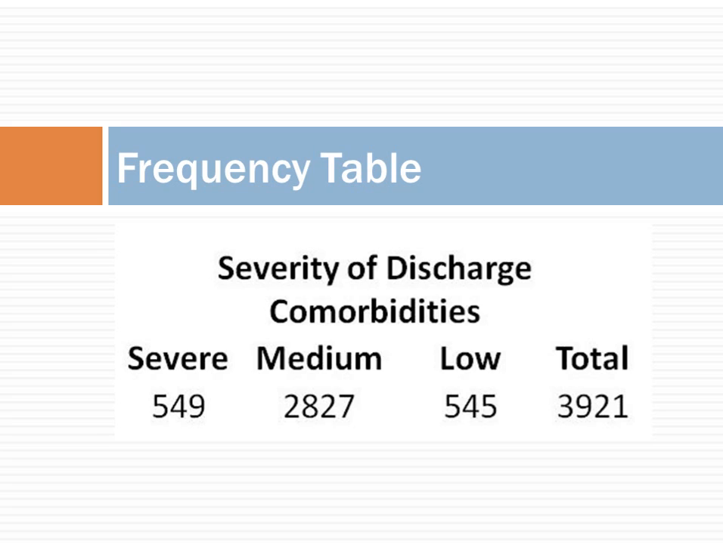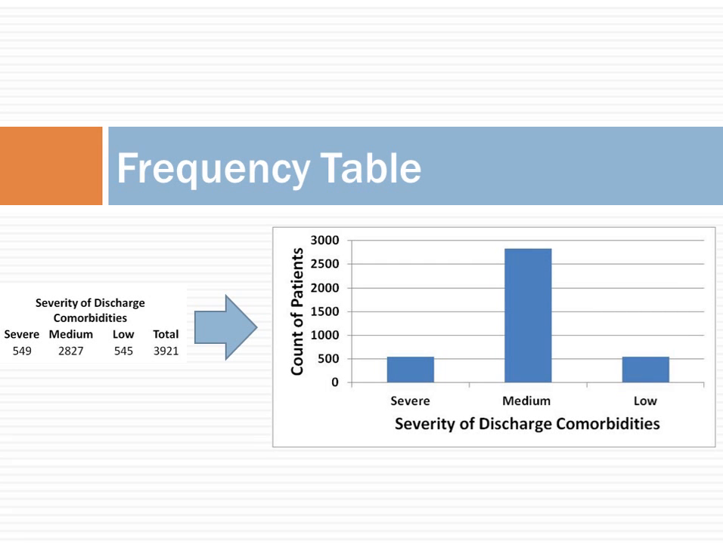For example, of the 3,921 heart failure patients examined, 545 had low severity of comorbidities. A bar plot is a common way to display a frequency table for a single categorical variable. The categories are given on the x-axis and the frequency is given on the y-axis.